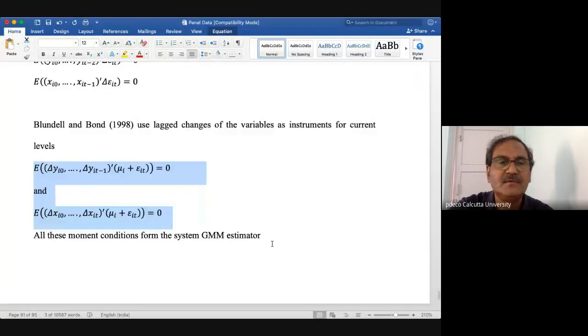Now, as the number of moment conditions increases in the system GMM estimator, the solution of this model developed in Blundell and Bond is more complicated as compared to Arellano-Bond.